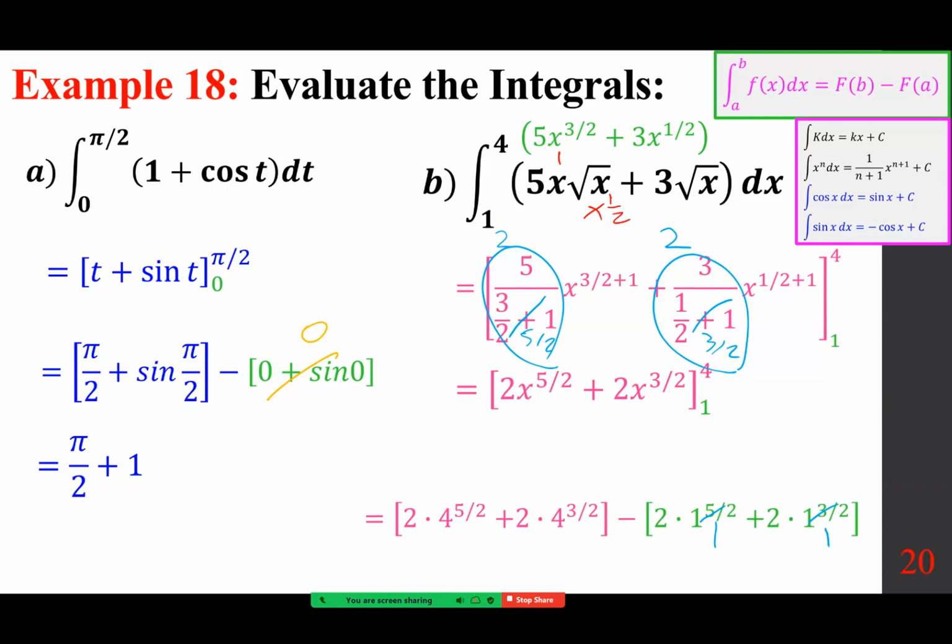But the other ones, 4 to the power of 5/2 means square root of 4, which is 2, to the power of 5, which is 32, which is 64. 4 to the power of 3 halves means square root of 4, or 2 cubed, which means 8 times 2 is 16, minus 4, and the answer is 76. We had done this before.